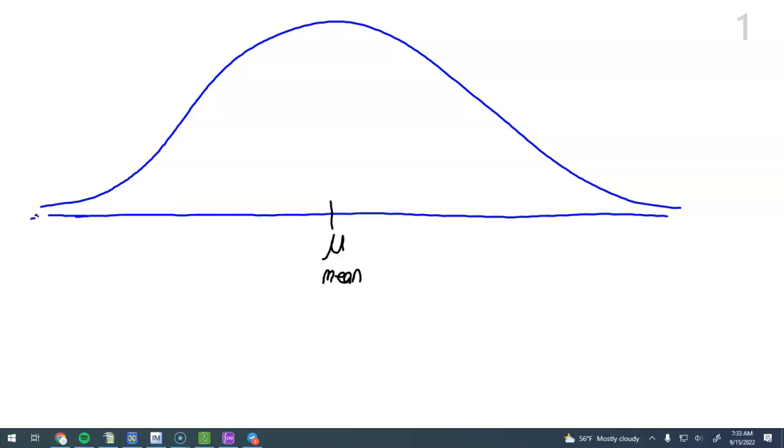And then we go one standard deviation to the left or the right. This would be minus one standard deviation, so that's one standard deviation less than the mean. For example, the average male height is 5'10", that's 70 inches. Just as an example, let's say 70 inches.